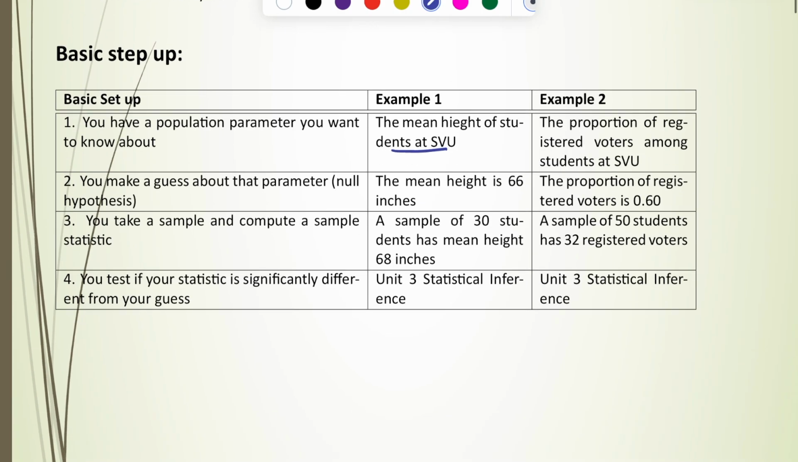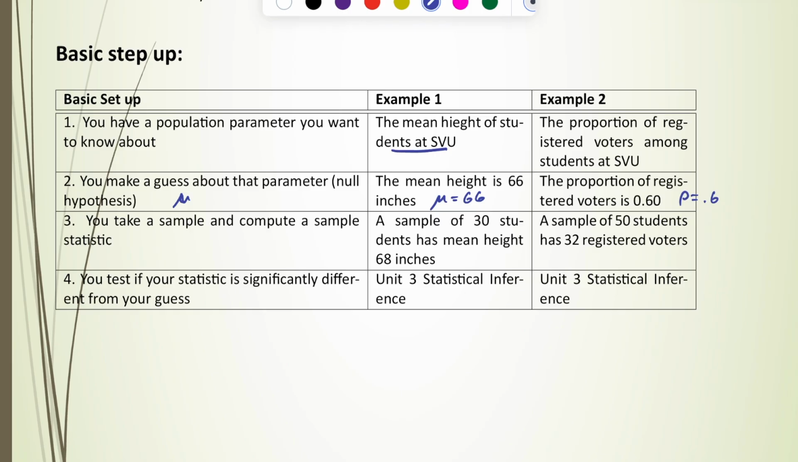Well, you make a guess. That's the second step. You make a guess about that population parameter. This is the null hypothesis. So it's something like mu, so in this example here, the mean height is 66 inches. So we were saying mu equals 66 inches. Remember, mu is the population mean. Or the proportion of voters is 0.06. And so that is p equals 0.06. So I make a guess about my population parameter.